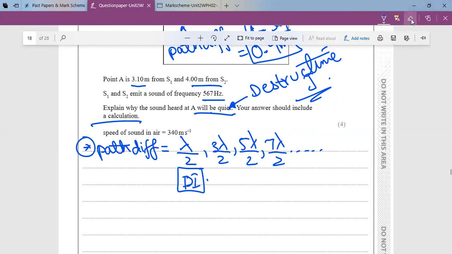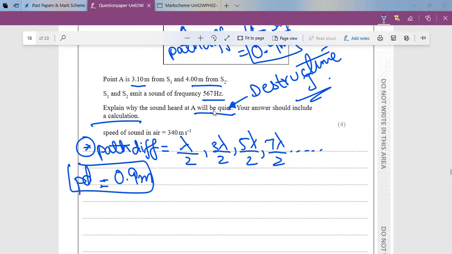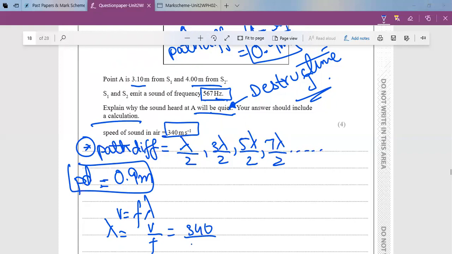So now the path difference given to us is 0.9 meters and we need to check it in terms of lambda. Do we know the lambda? We don't know the lambda. So can we calculate the lambda from the frequency and the speed of sound which they have given us? Can we apply v = fλ to get the value for lambda, which is going to be v upon f? The value for v is 340 divided by the value for frequency, 567.